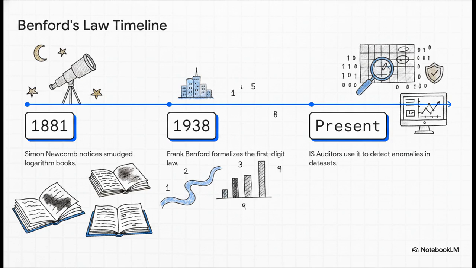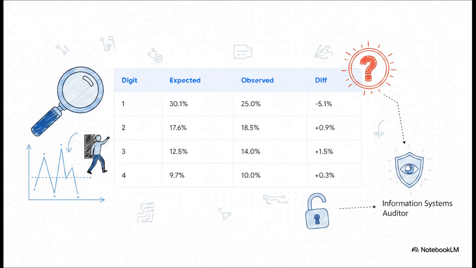Fast forward to 1938, and an electrical engineer named Frank Benford formally tested this on thousands of diverse datasets, everything from city populations to the lengths of rivers. He proved this phenomenon, which is now known as Benford's law, or the first digit law. And today, IS auditors use this exact same mathematical principle to detect anomalies in massive corporate datasets. This brilliantly illustrates how powerful this is in the real world.